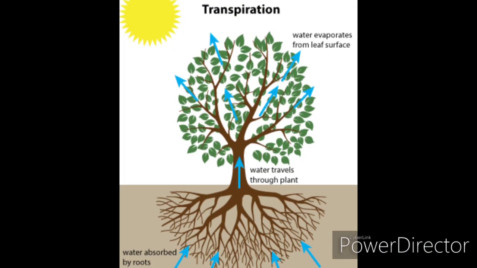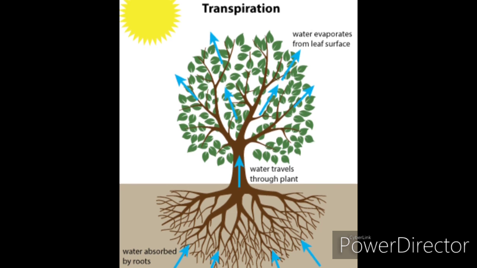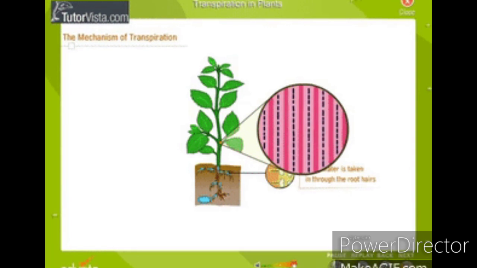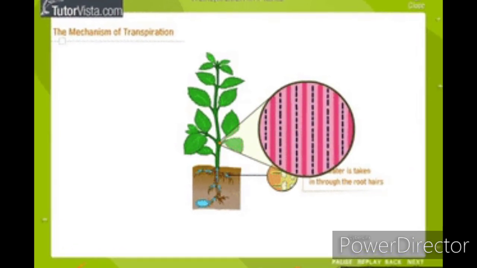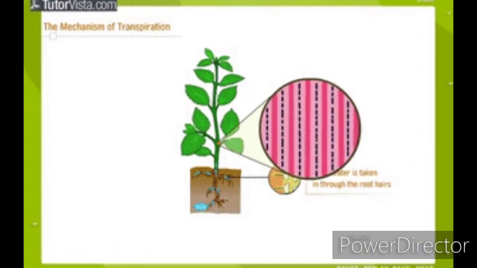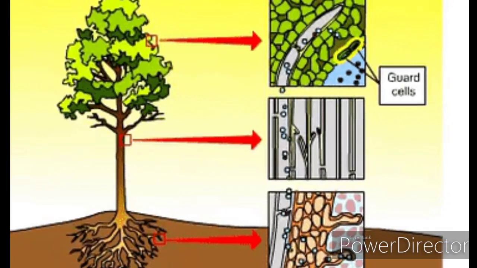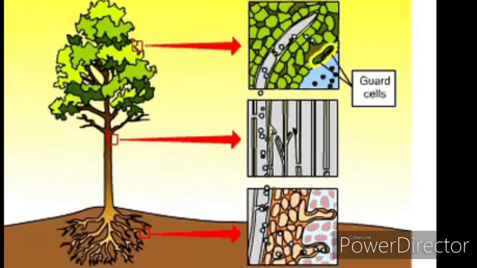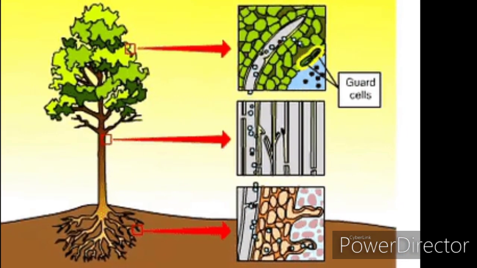In our buildings, even in the tallest buildings, we have electric pumps. We just switch it on and we don't have to worry about it. That suction is created by those electric pumps. But plants do not have such machines. So this is how the plant pulls water right up to the tallest branch of the tree.